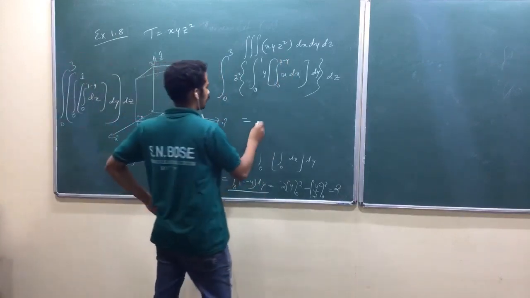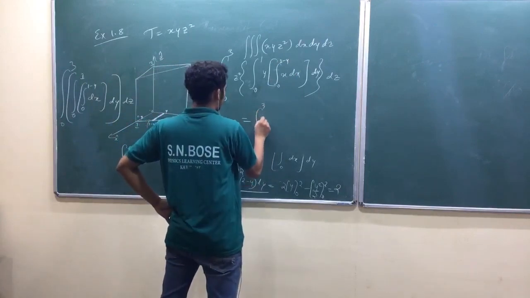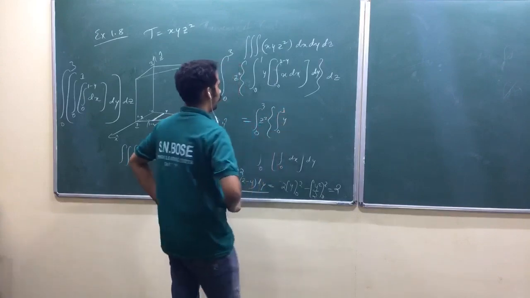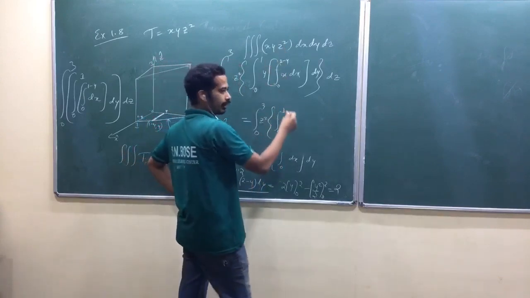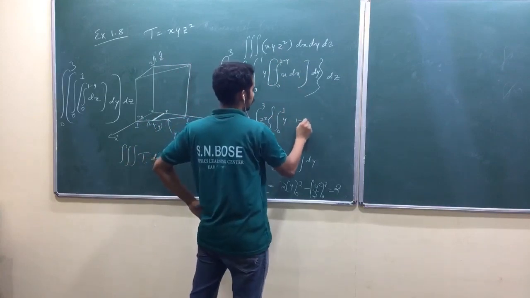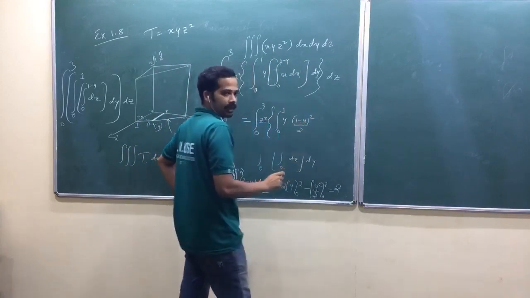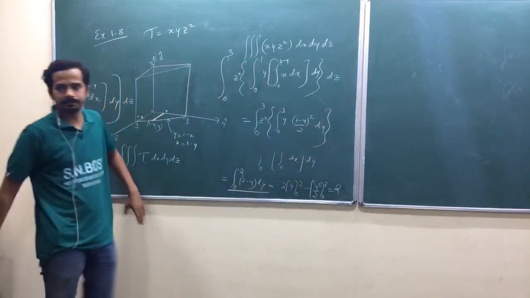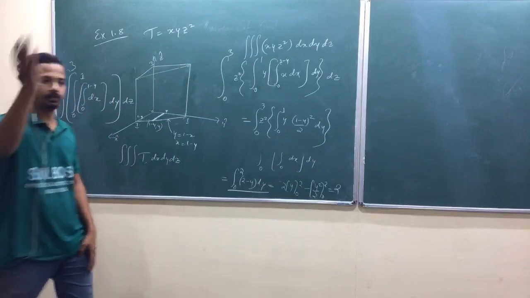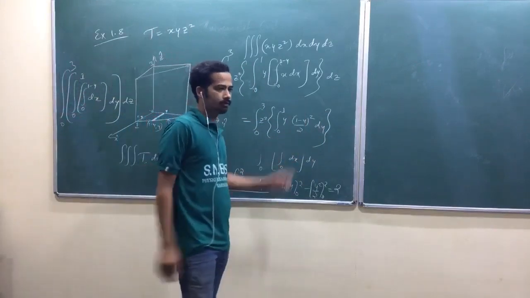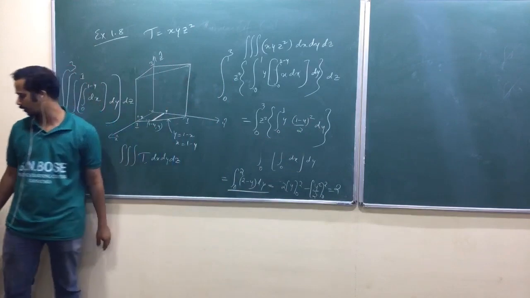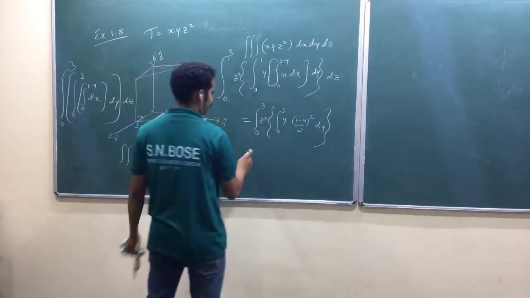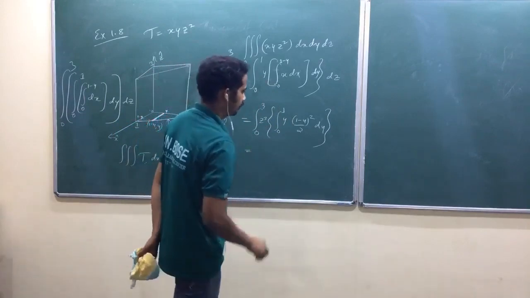So x will run from, let me write, 0 to 3 z square, 0 to 1 y. What is this one? X square by 2. Can I write 1 minus y the whole square by 2? Directly do it in your way. X square by 2 running from 0 to 1 minus y gives 1 minus y the whole square by 2. I am writing directly. Do it in one more step. Don't look at the board.